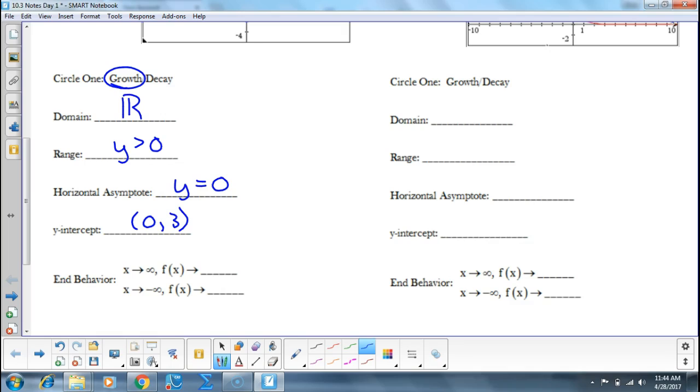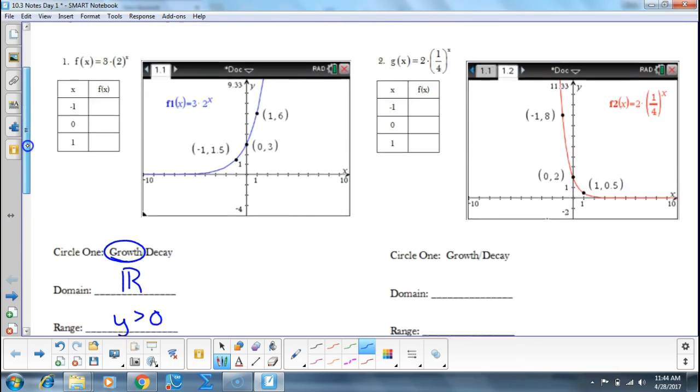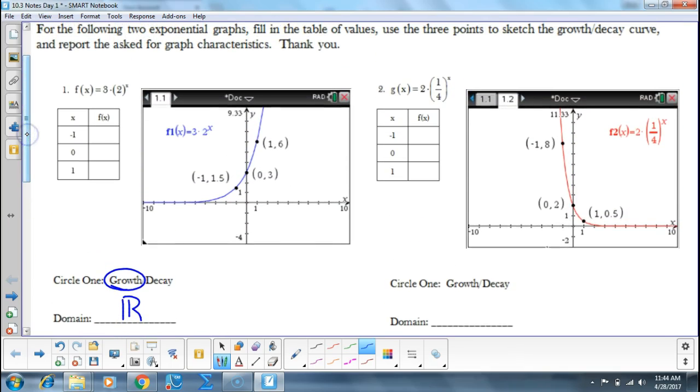As x goes to positive infinity, the function is going to positive infinity. As x goes to negative infinity, the function is going to 0 from above. You've filled in the chart, but the chart numbers are: -1 would be 3/2, 0 would be 3, and 1 would be 6. I'm not going to fill in my chart after this. Everything's going to be on the graph. I have the points that I want on the graph.